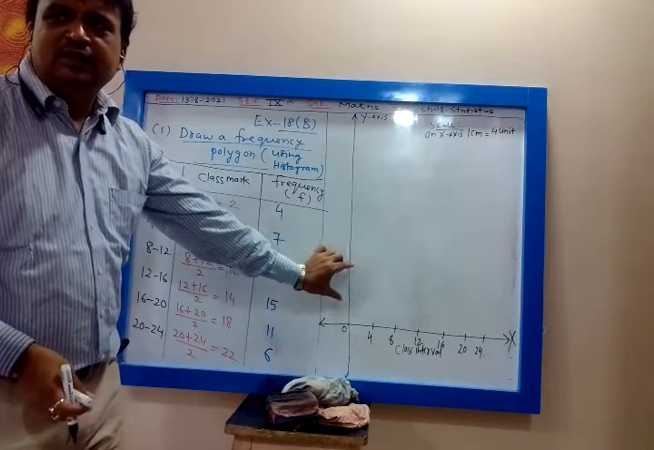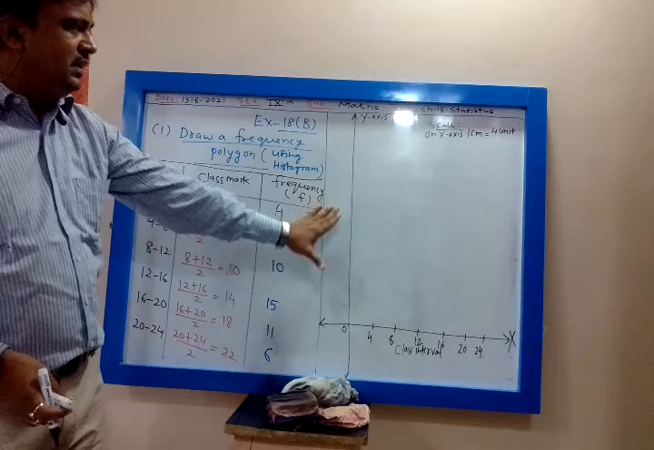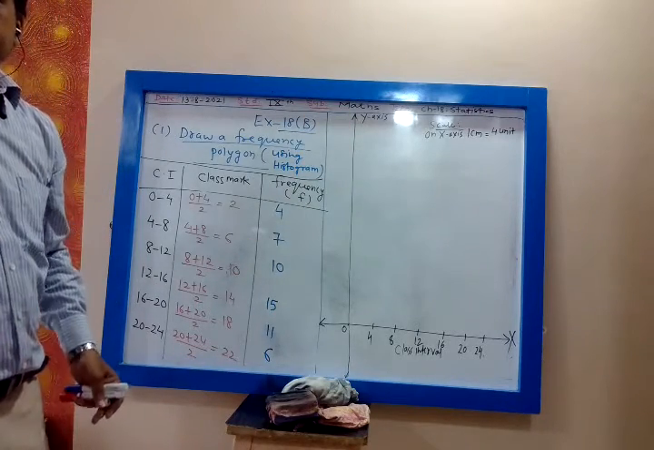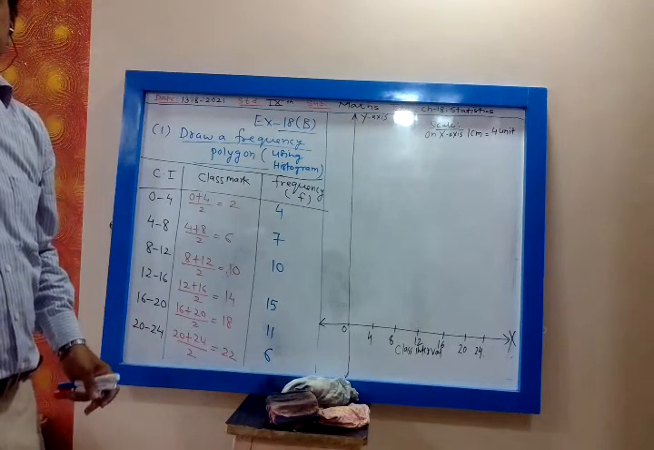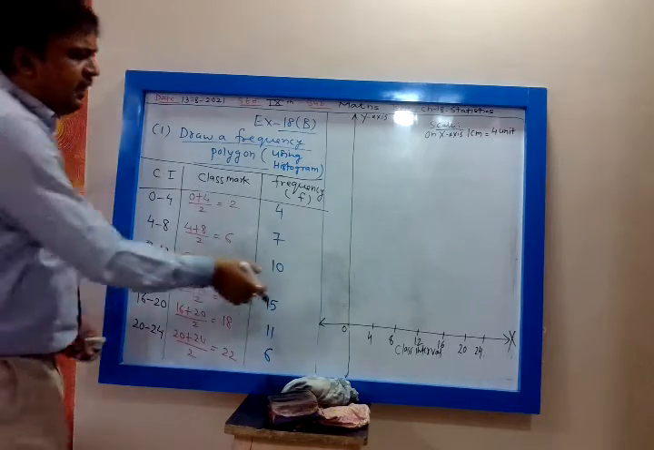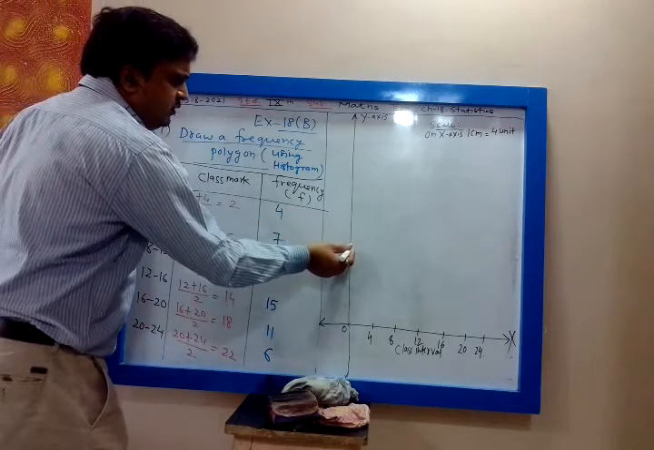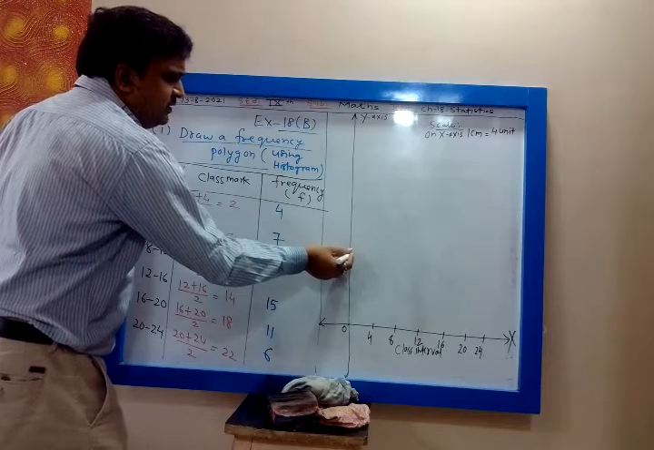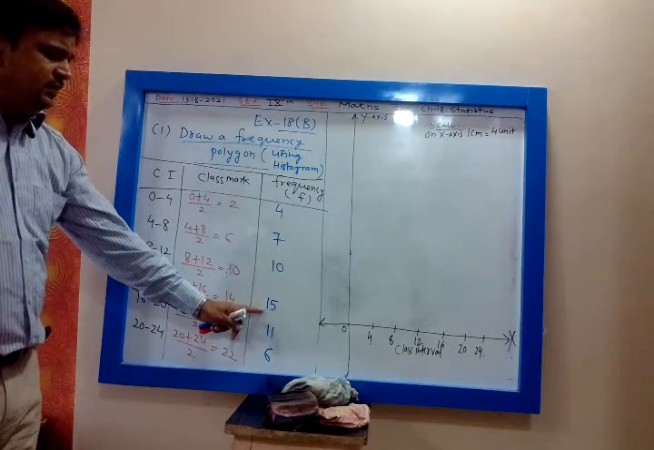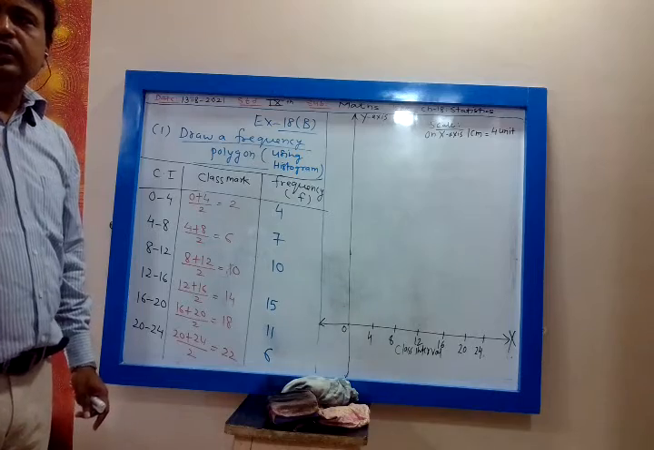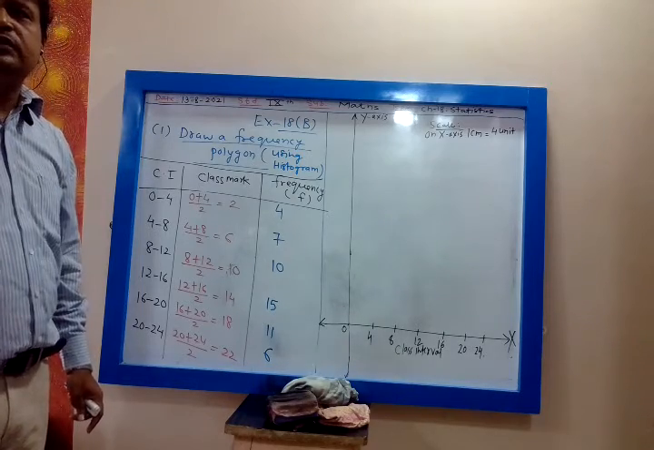On graph paper we have at least more than 10 boxes. So take some smaller unit. If you take 5, then 15 will reach only 3 boxes, and the graph will be too small, not clearly visible. So 15 is the maximum frequency. If you take 1 centimeter as 2 units, then after 8 boxes it will reach 16.